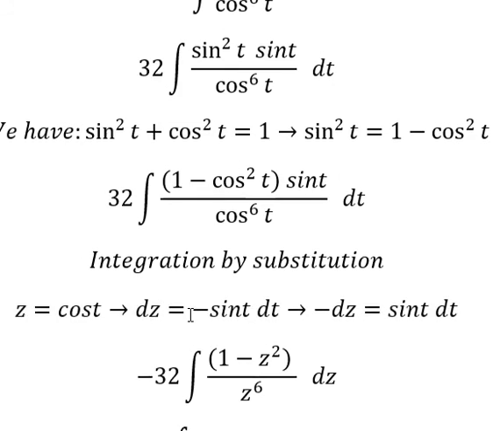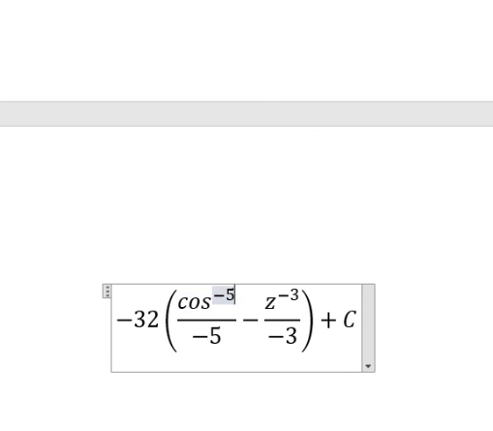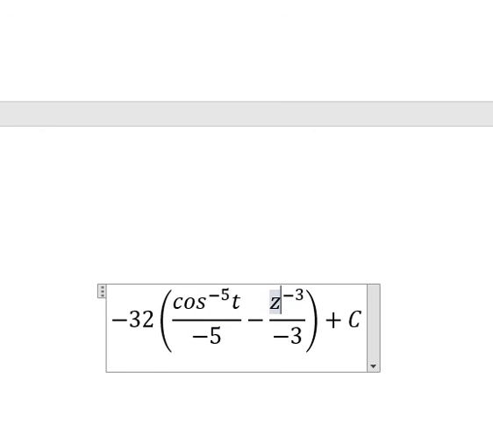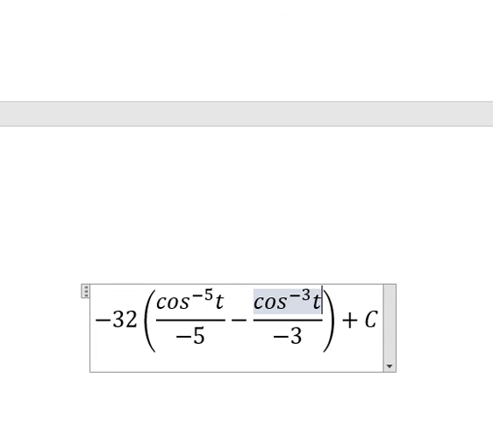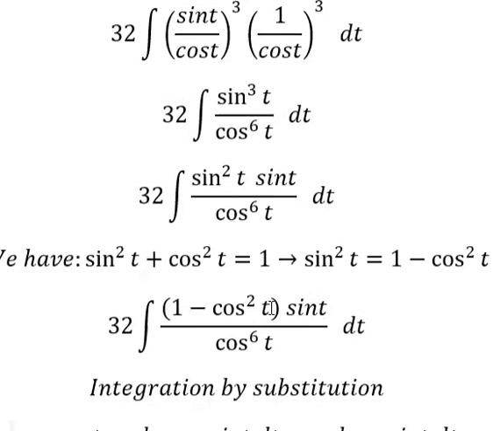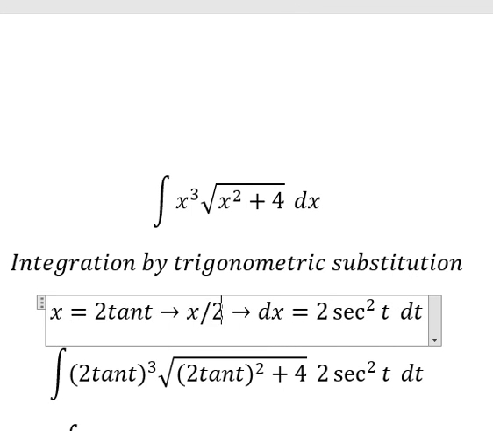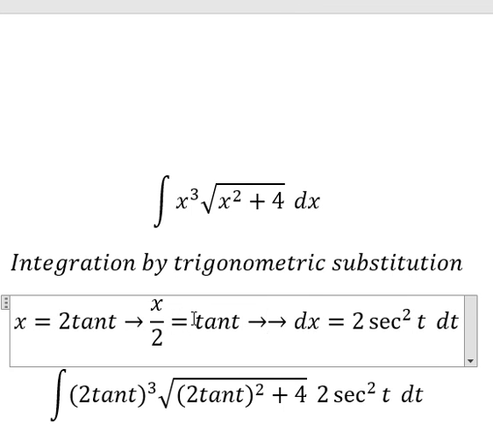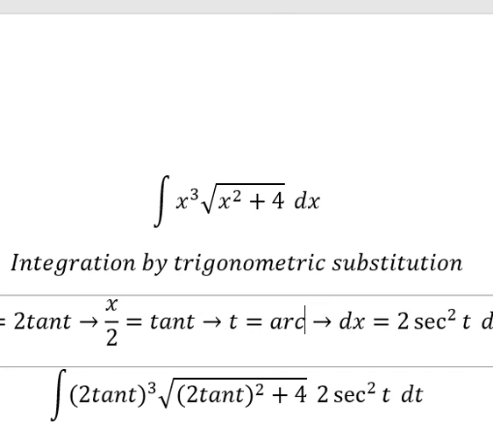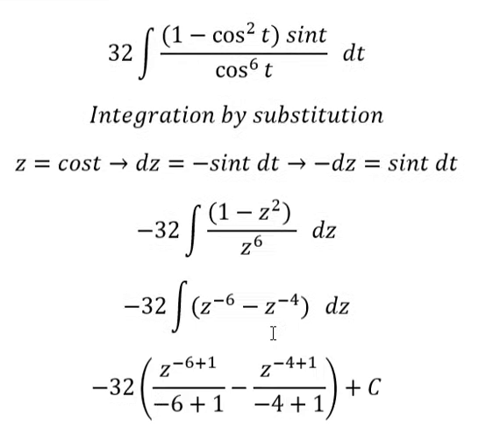About z, that is cosine t. About t, that is this one. So we need to divide both sides by 2, and you get t equals arctan of s over 2. So I will put this one to change for t.